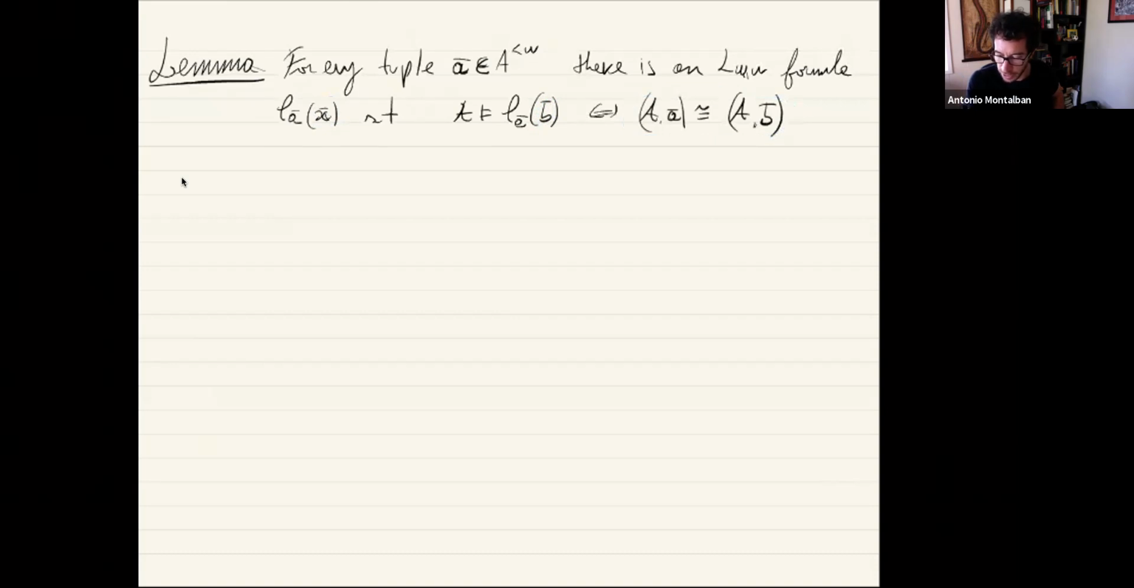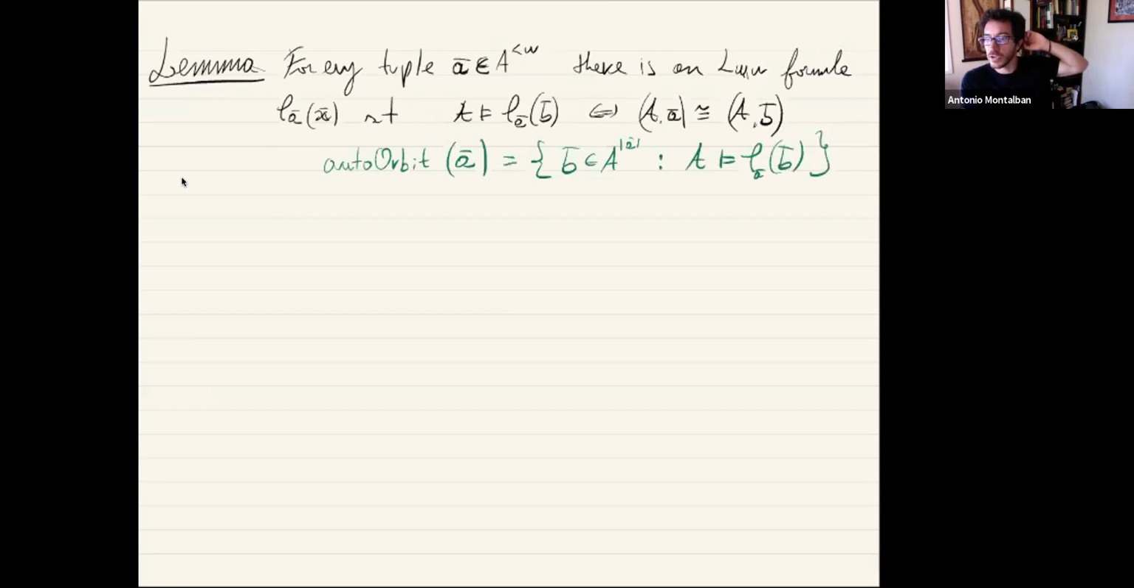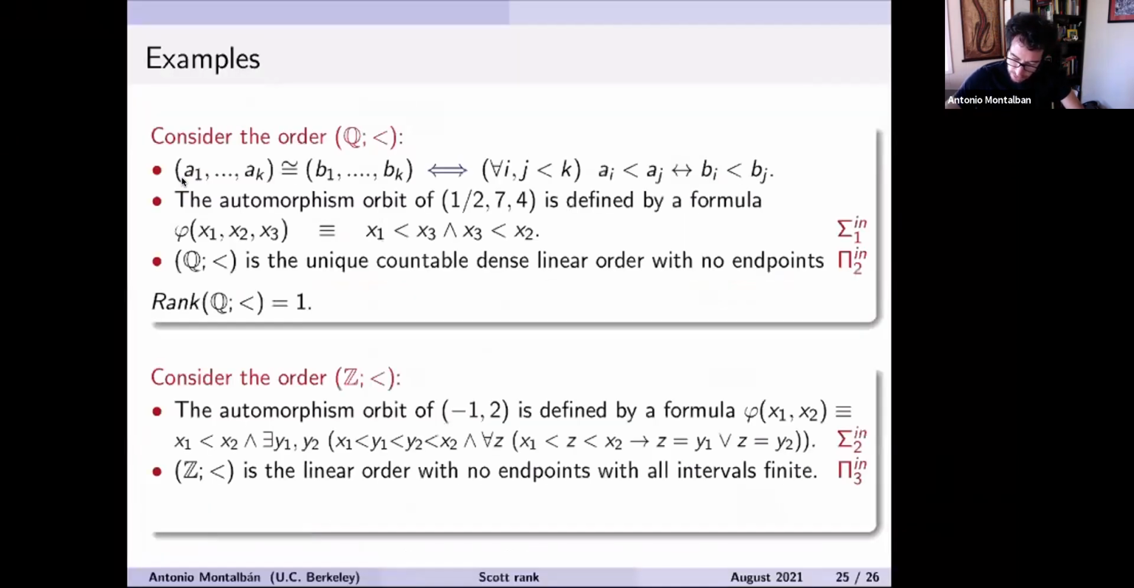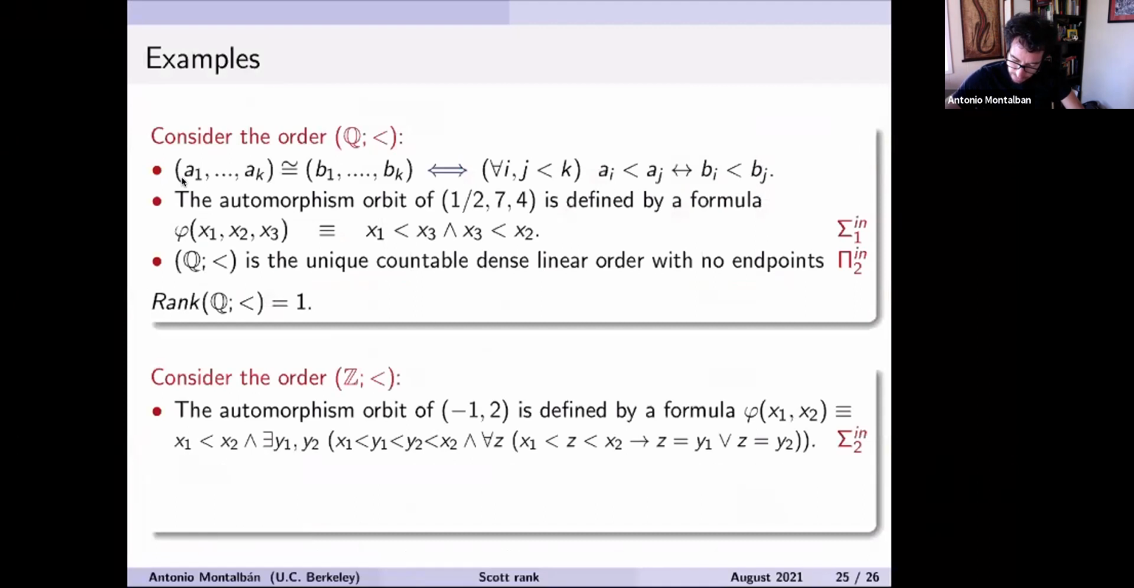In other words, this can be written as: the automorphism orbit of a bar can be defined as the set of all b's that belong to A to the length of a, such that A models phi of b. So the automorphism orbit of a is defined by that formula. So every automorphism orbit is definable. That's what this says. And this is one of the lemmas that we had up there.